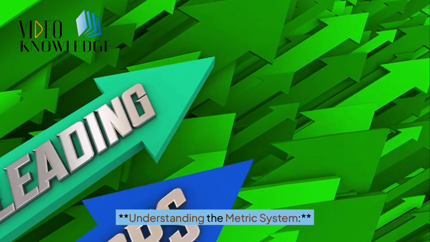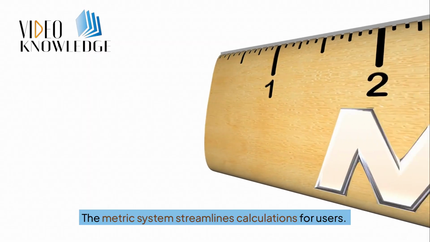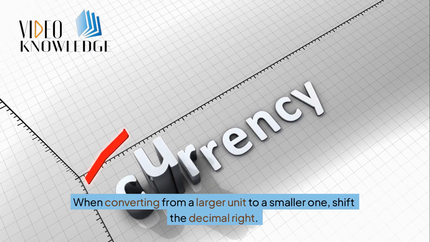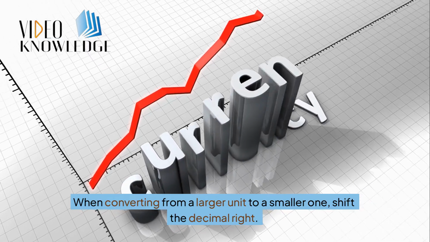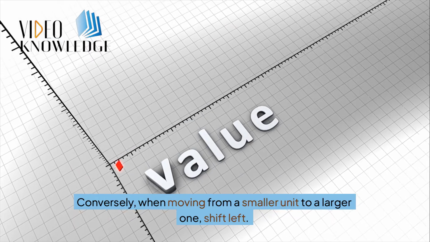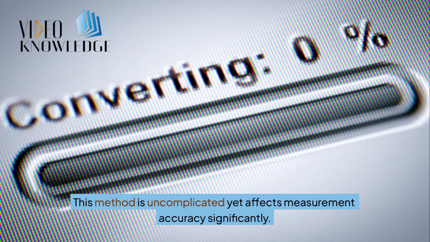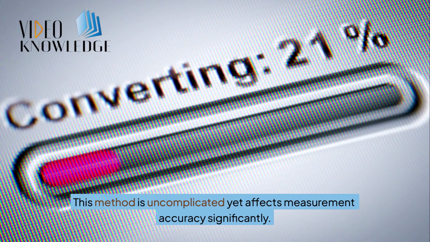Understanding the metric system. The metric system streamlines calculations for users. When converting from a larger unit to a smaller one, shift the decimal right. Conversely, when moving from a smaller unit to a larger one, shift left. This method is uncomplicated, yet affects measurement accuracy significantly.